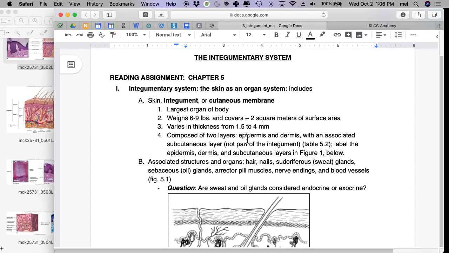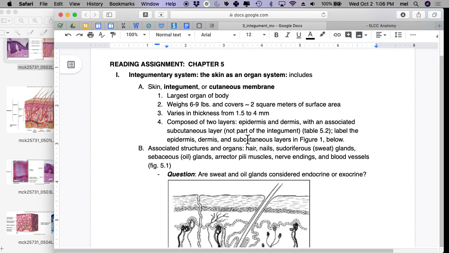Okay. So it is composed, of course, of two layers. The epidermis, which is composed of what kind of tissue? It's keratinized stratified squamous epithelium. And then the dermis, which is composed of a combination of two tissues. Dense irregular and areolar connective tissue. Yeah, and we'll get to the dermis soon.